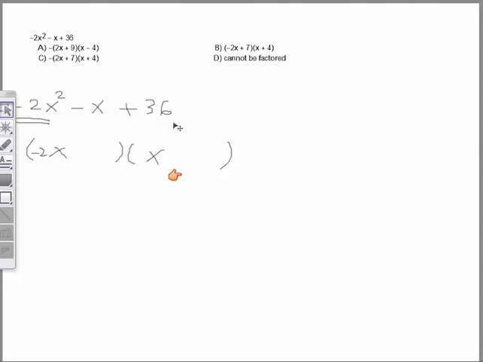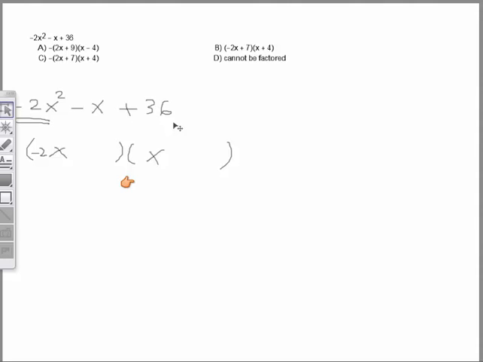The different possibilities: 1 times 36, 4 times 9. 9 and 4. Now give me two numbers. When you multiply them together, we get 36. These are the two numbers that go here. 18 and 2.